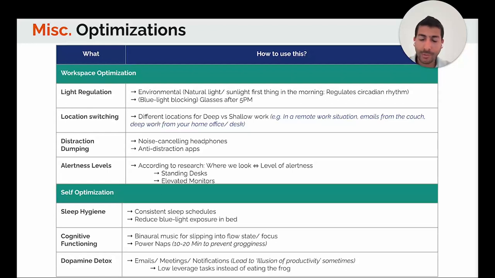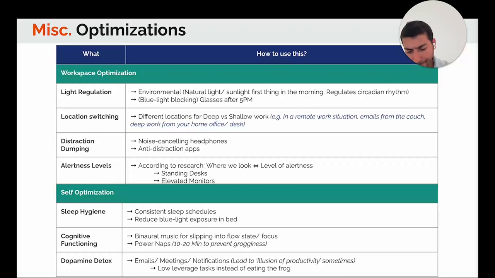And then in terms of self-optimization, you could look at consistent sleep schedules and reducing blue light exposure in bed. Again, there are science-backed reasons for this, you can read up about these, but it does help in the long run. Now, in terms of techniques that you can use to enhance cognitive functioning, there are these simple hacks that you can maybe try out.